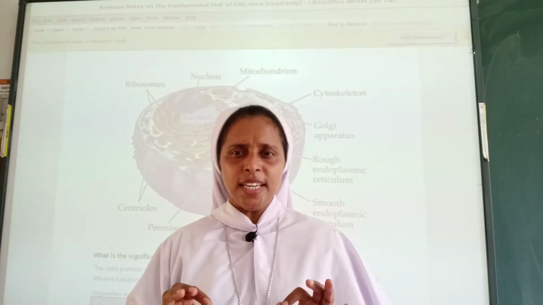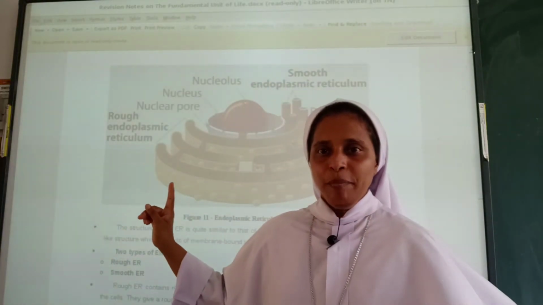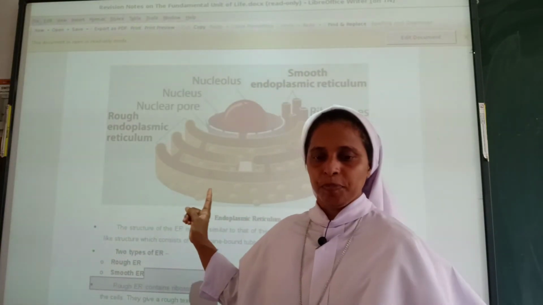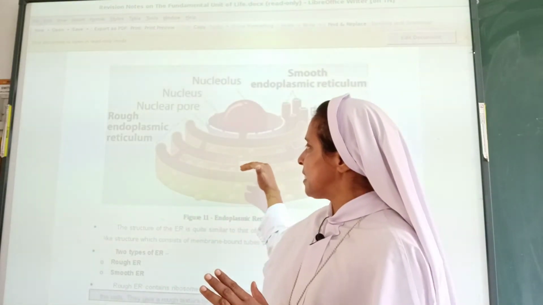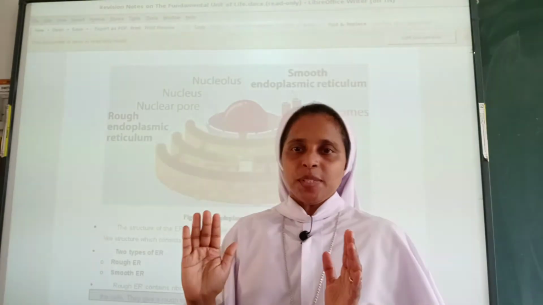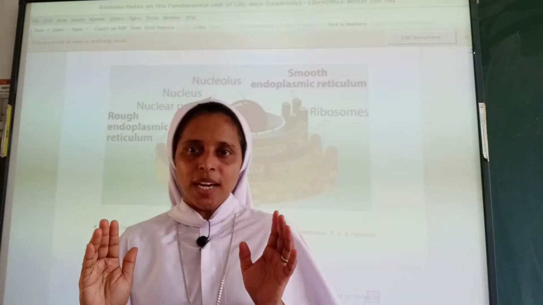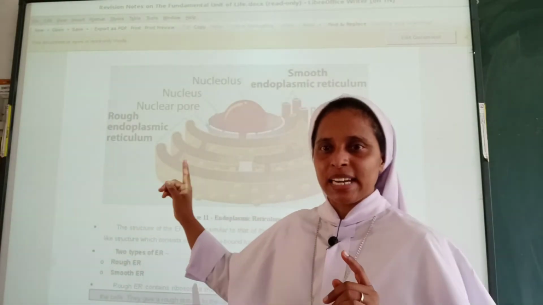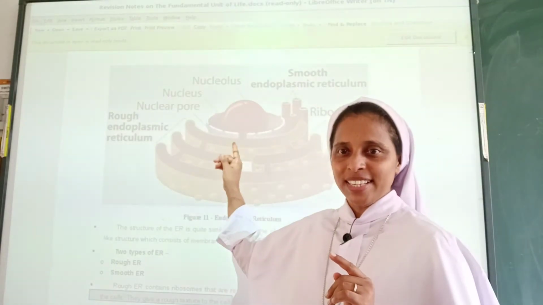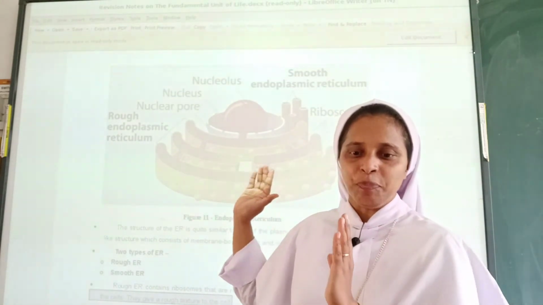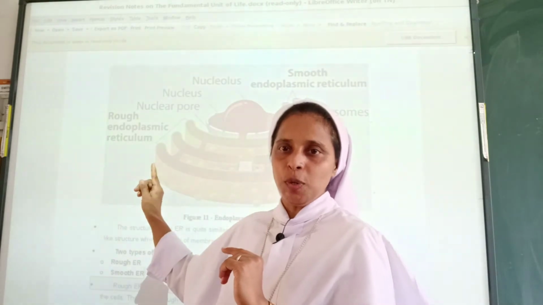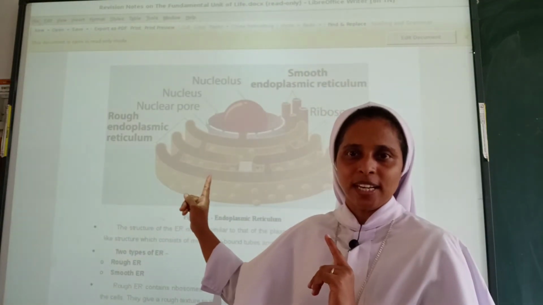Now let us learn each one in detail. The first one that we are going to learn is endoplasmic reticulum. You can see here the image of endoplasmic reticulum. As you see here, it is a network of sheets. It's quite similar to the plasma membrane. Network-like structure you can see here. We do not know the ending or we do not know the starting, isn't it? So it consists of membrane-bound tubes and sheets. You can see here in the image it is clearly shown.